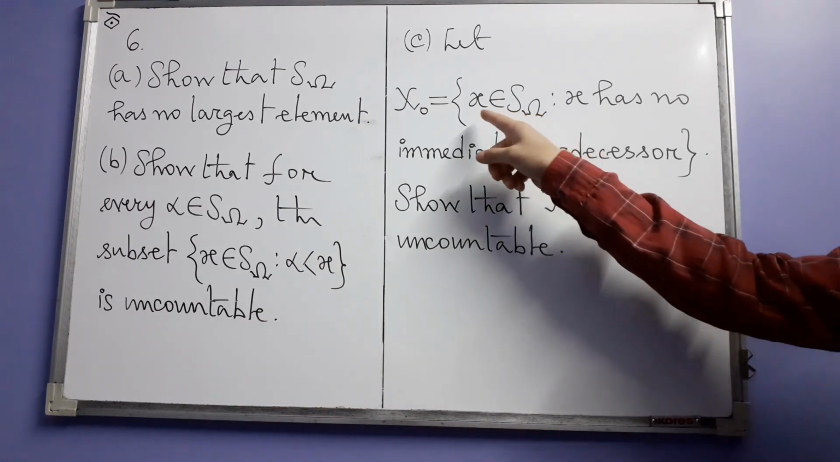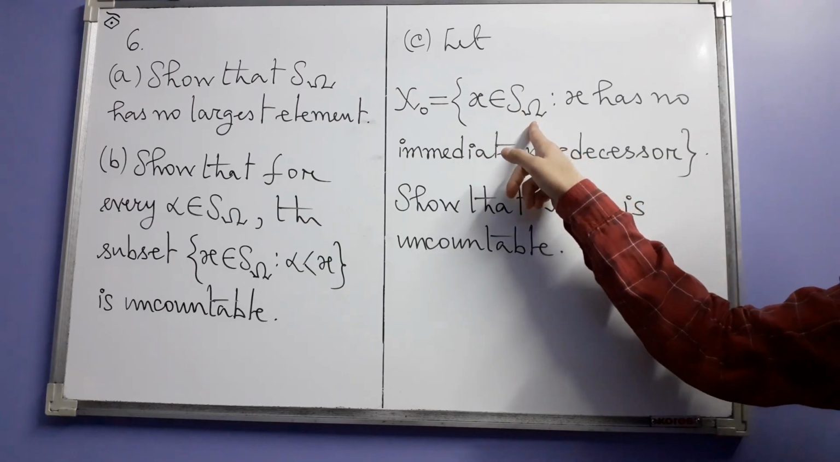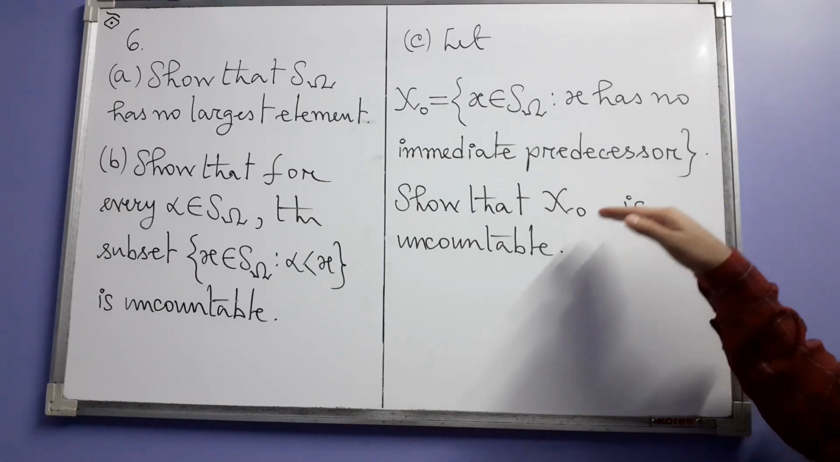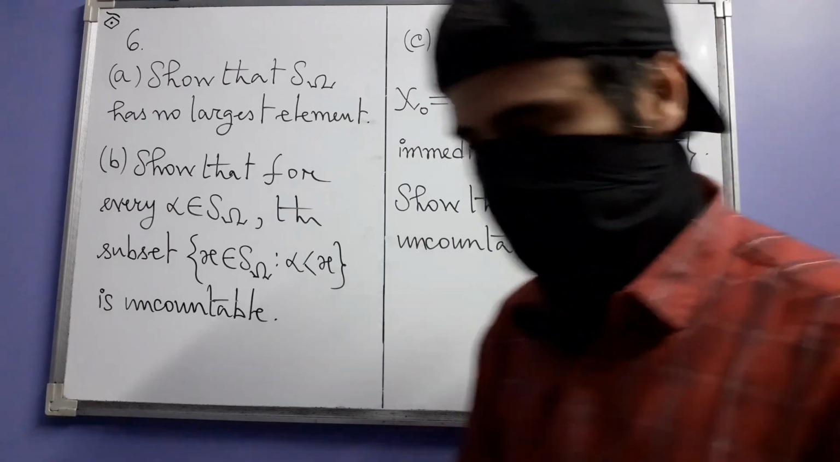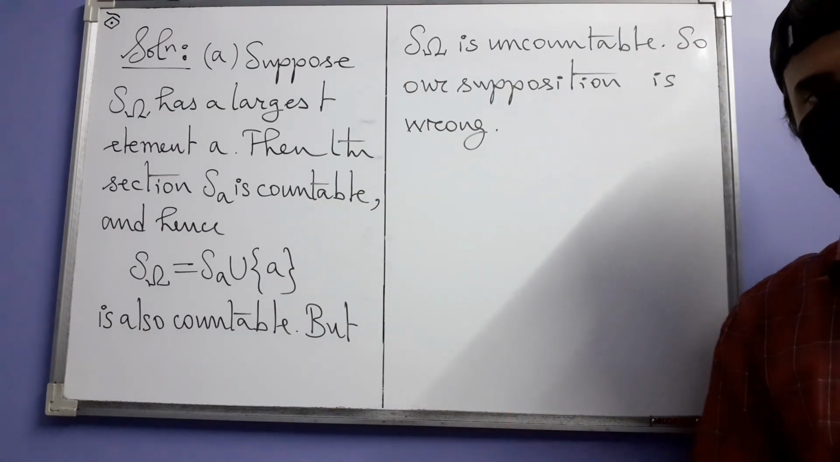And then in part C, we have this set. It's the set of those elements x in S omega which do not have immediate predecessors. We have to prove that this is also uncountable. So let's see the solution. Okay, so this is the solution. Part A is pretty easy.